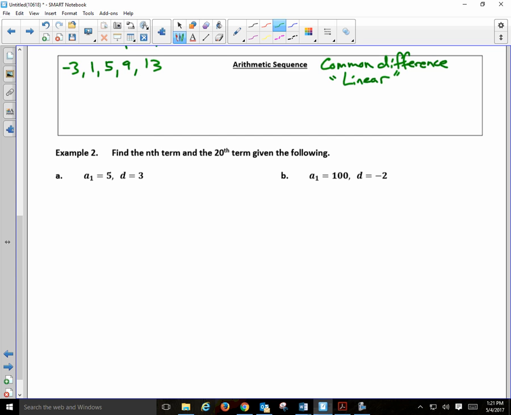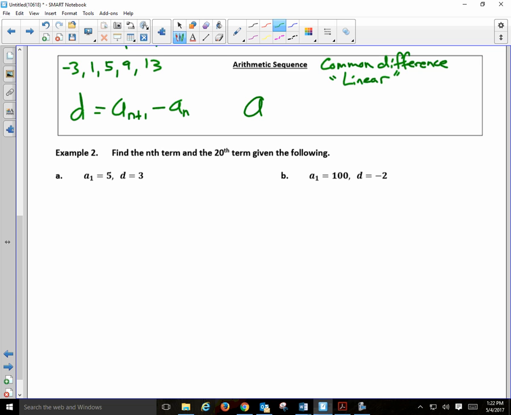We are going to learn to write rules for arithmetic sequences. You already know how to do it because you know how to write equations that are linear. The difference is equal to A sub n plus 1 minus A sub n. So if you take the next term minus the current term, you're going to get the difference. All that means is if you take 13 minus 9, you get 4. If you take 9 minus 5, you get 4. If you take 5 minus 1, you get 4. If you take 2 consecutive terms and subtract them, you should get that common difference.